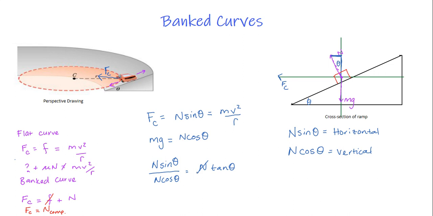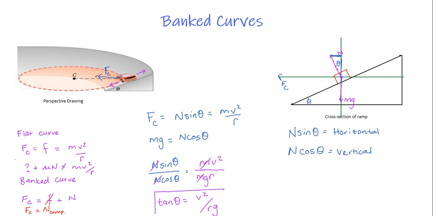So instead what I'm going to do is say that n sine theta over n cosine theta is equal to m v squared over r, times 1 over mg. All I've done is write the ratio substituted in with these variables. But you can see that the mass of the car actually doesn't matter. It factors out, and I'm left, as we just saw, with tangent theta, and that's going to be equal to v squared over r times g.